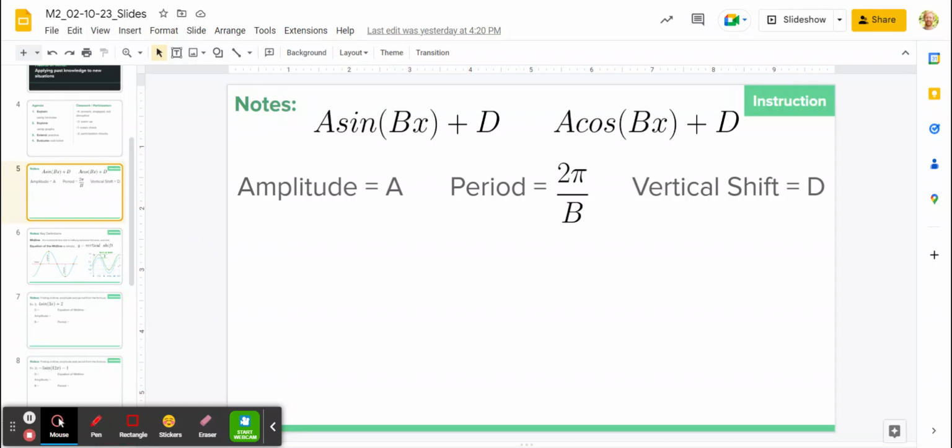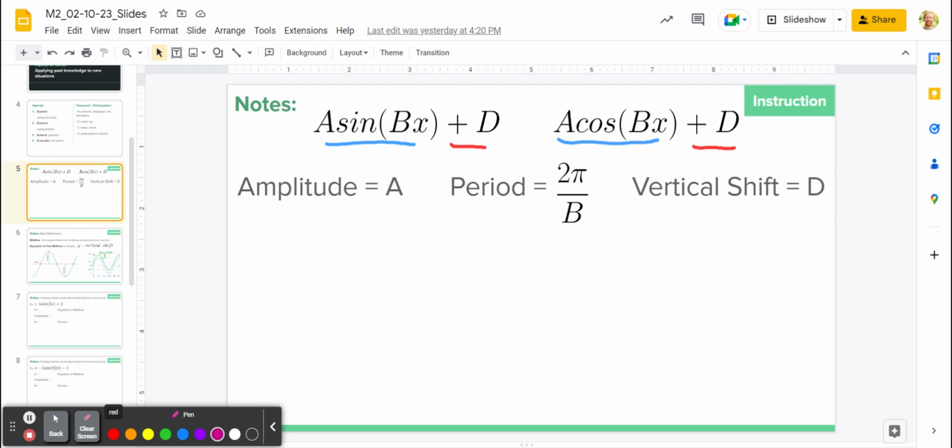Hey y'all, today we are going to build off our formula that we were starting to build up yesterday. We had a sine of bx and a cosine bx. We're adding in this plus d at the back of our formula now. So at the top of your note sheet, you'll see we have three equal signs. Let's fill these out with kind of our legend for how we use these formulas.